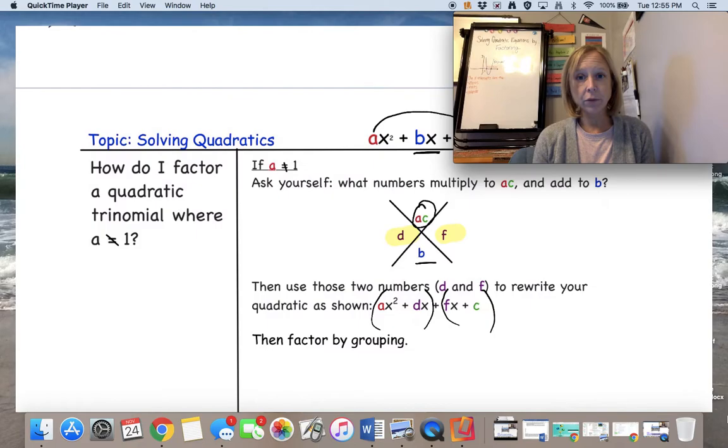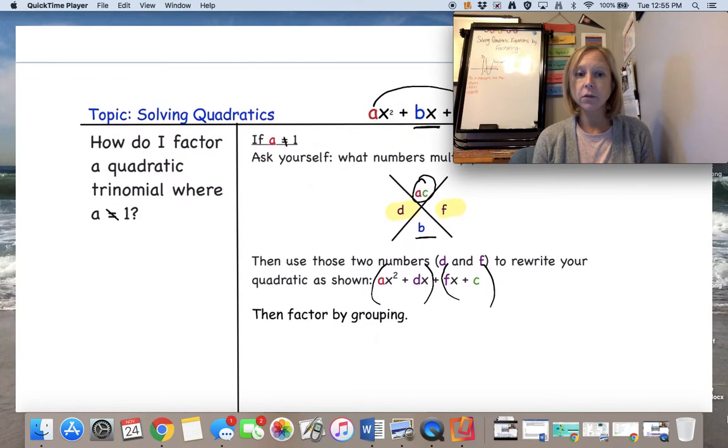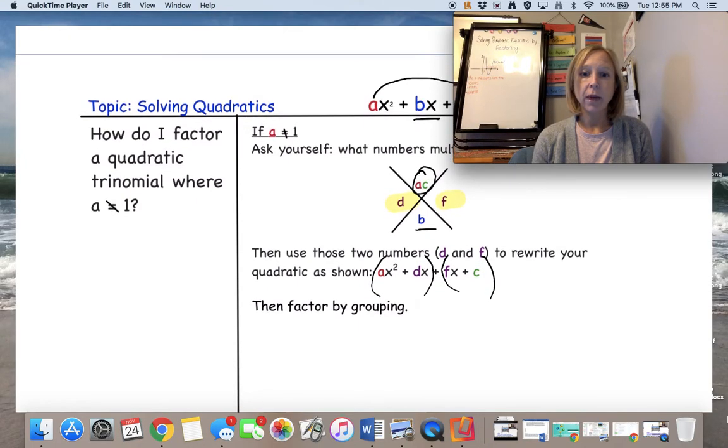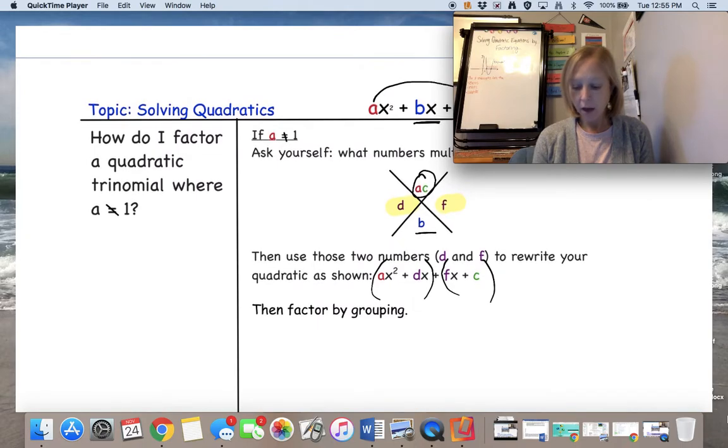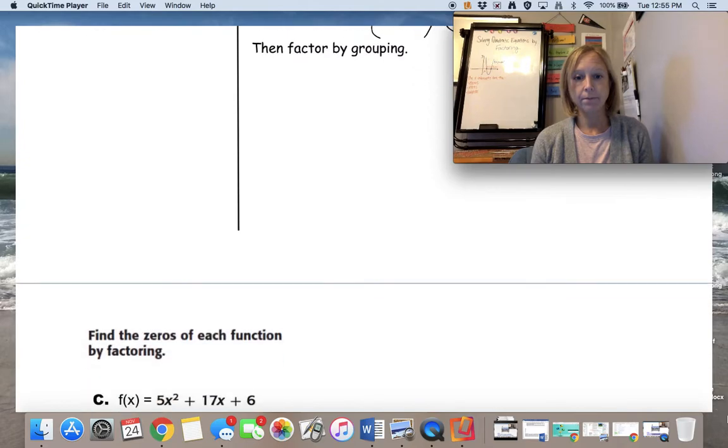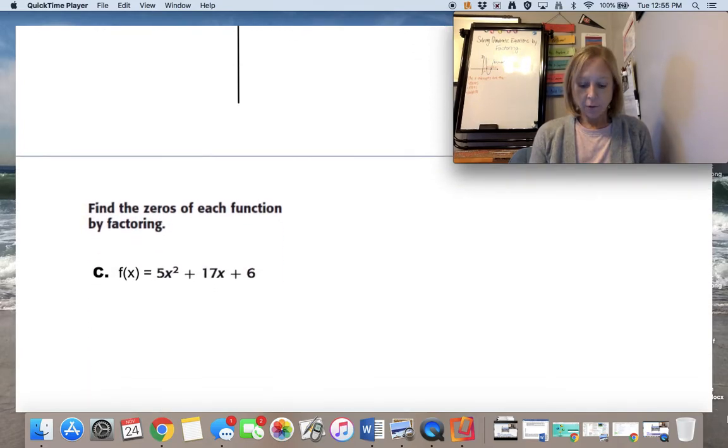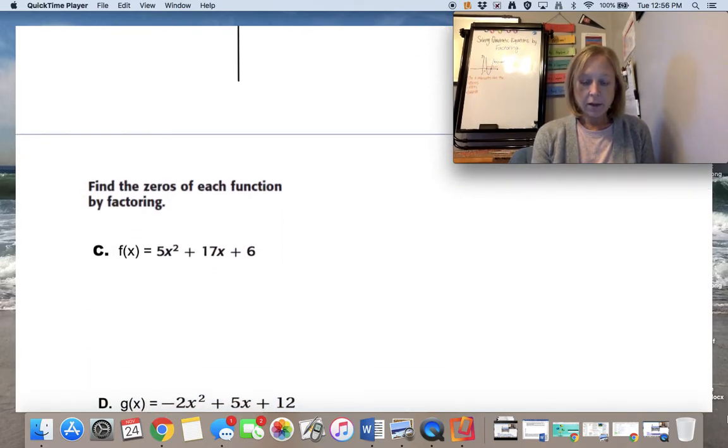If we're going through this and it feels way too fast for you, what you're going to need to do is go back to the review video about how to factor with a leading coefficient other than 1. Here's our first one. We'll do a couple together, and then I'll ask you to try a few on your own, just like before.